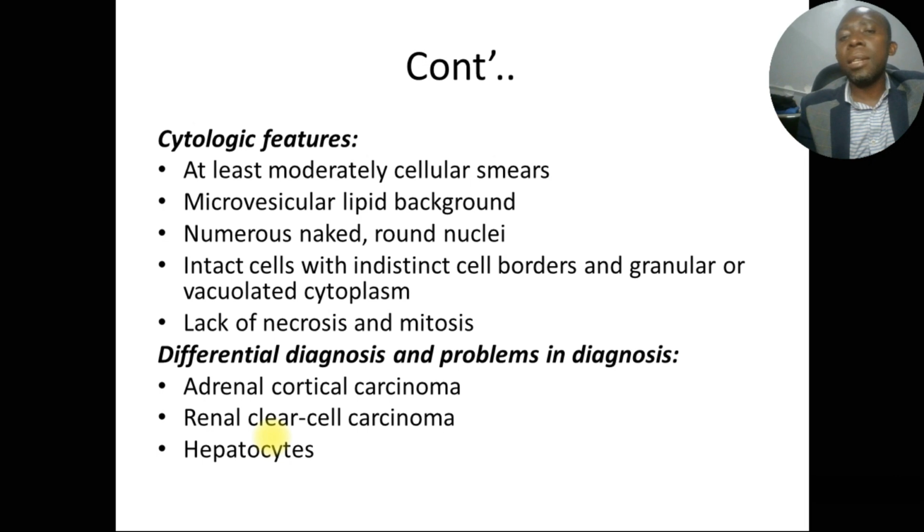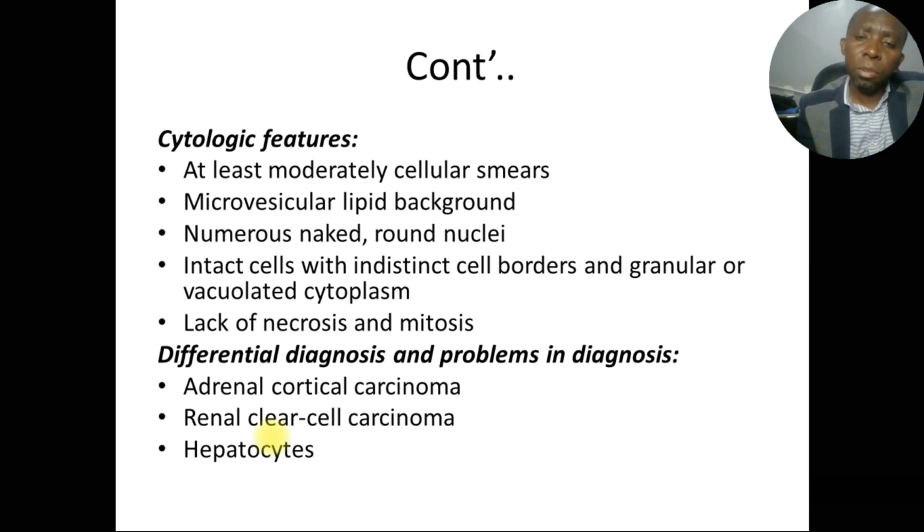There are numerous naked round nuclei where the nuclei do not actually seem to have cytoplasm, or we cannot clearly identify the cytoplasmic margin or the cell margin in that case. And we also see the intact cells with indistinct cell borders and granular or vacuolated cytoplasm, and there is a lack of necrosis and mitosis, or the mitotic reactions, in the background.